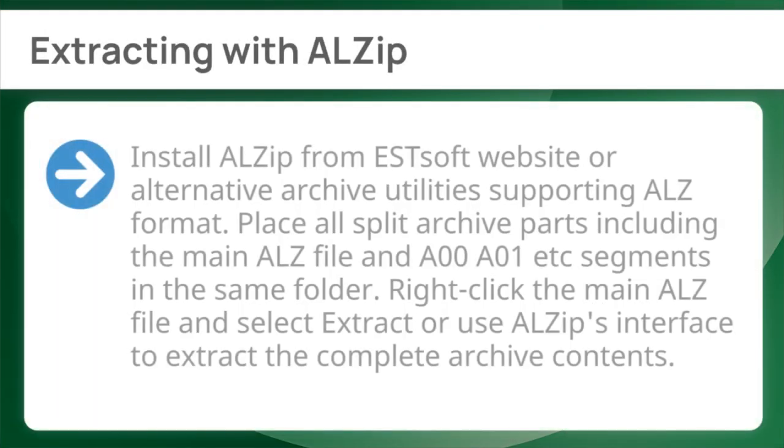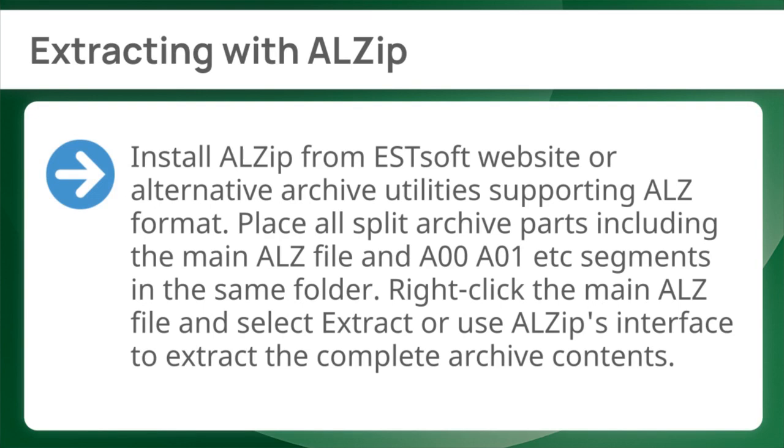First, extracting with ALZip. Install ALZip from the ESTsoft website or alternative archive utilities supporting the ALZ format. Place all split archive parts, including the main ALZ file and A00, A01, etc., segments in the same folder. Right-click the main ALZ file and select Extract, or use ALZip's interface to extract the complete archive contents.